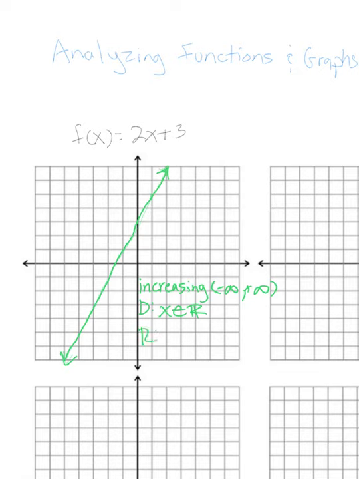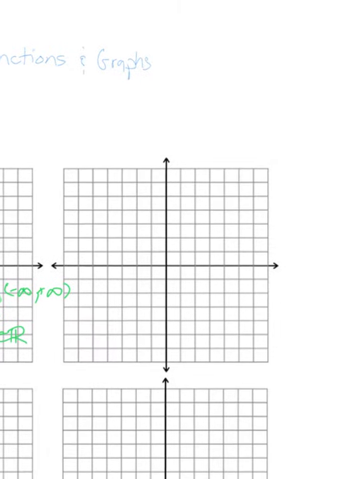Finally, our range. Remember, that is our y function. Range can also be all real numbers because we can have any y value. So our function or our y is all real numbers. After that, let's go on to the next graph here.